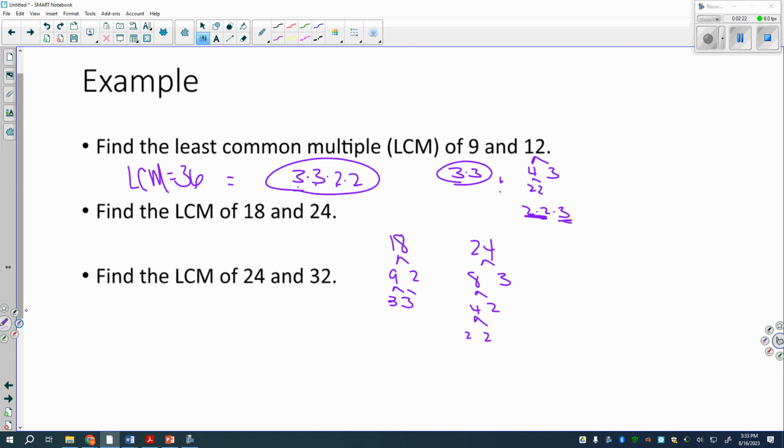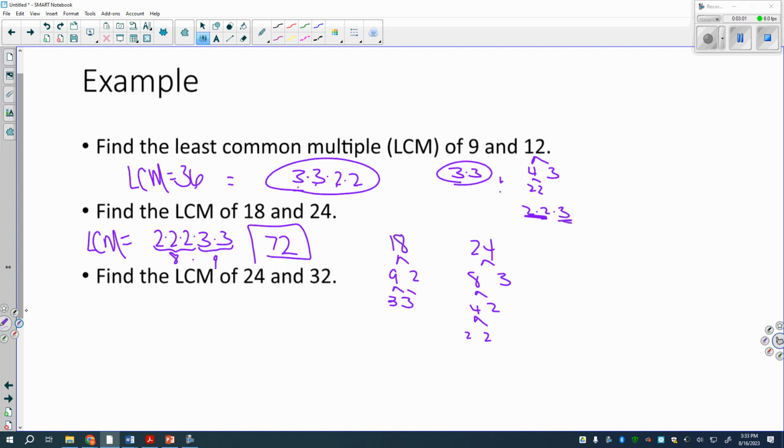I'm going to have at least 3 2s because that's the most 2s I have. So 2 times 2 times 2. And then I'm going to have 2 3s from the 18. And I get that. 2 times 2 times 2 times 3 times 3. And I start to multiply it out. 2 times 2 is 4 times 2 is 8. So that's 8. 3 times 3 is 9. And then 8 times 9 is 72. And I'm going to try to keep it as simple as possible that way.